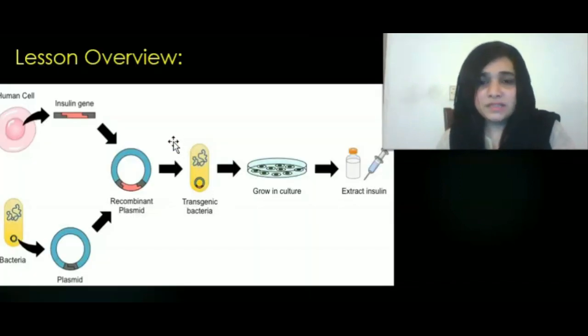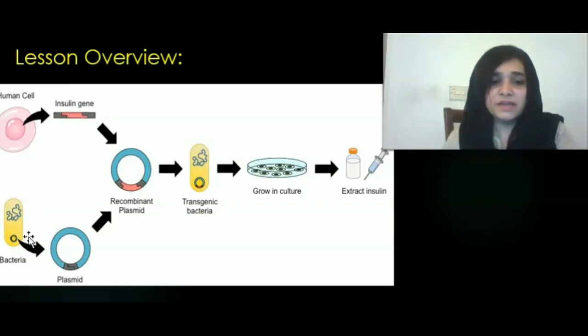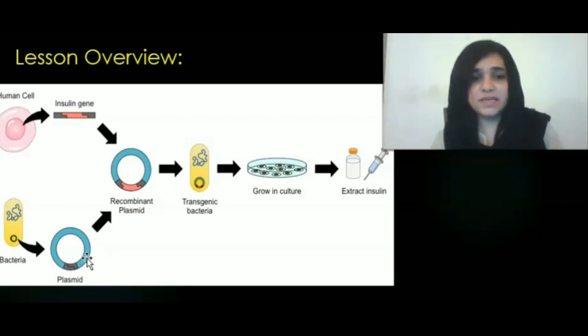Now what is the lesson overview? Here is the human cell. For example, it contains the insulin gene. We have isolated the insulin gene and cut it with the help of restriction enzymes. Here is the bacterium that contains a plasmid. We also cut the plasmid with the help of a restriction enzyme in order to obtain the sticky ends.